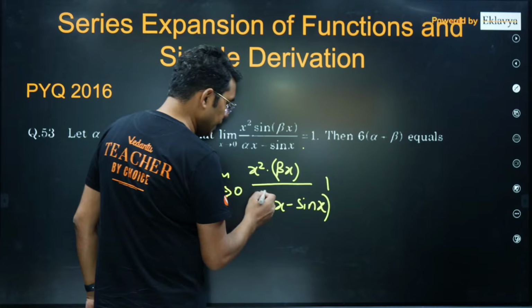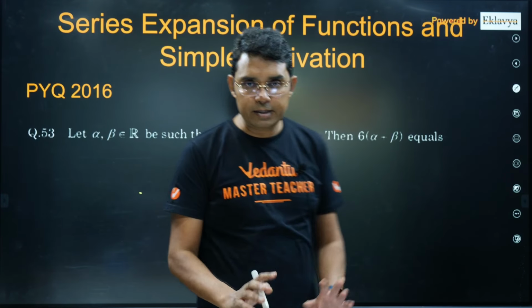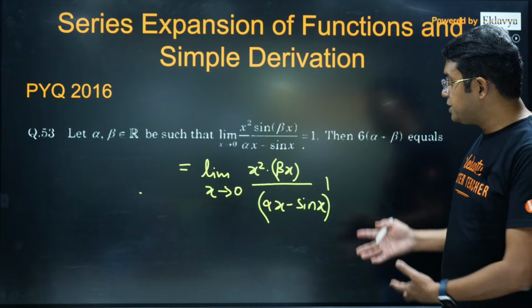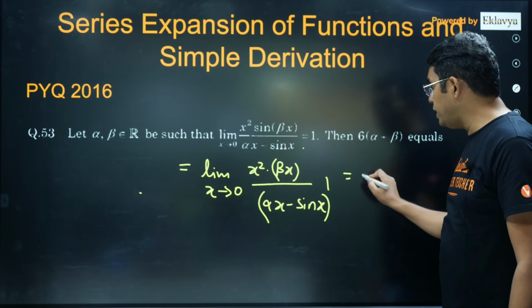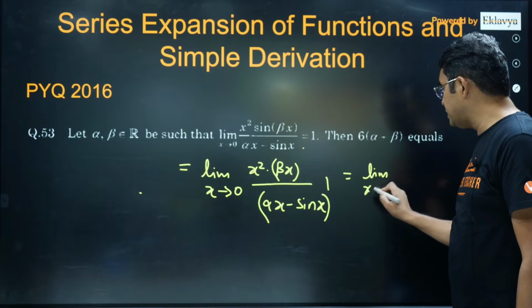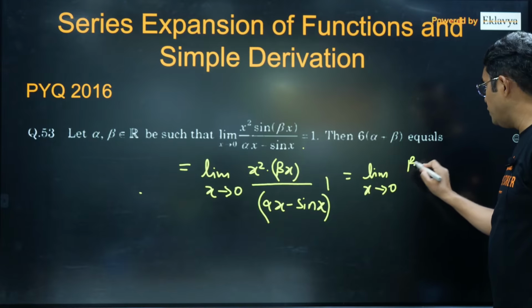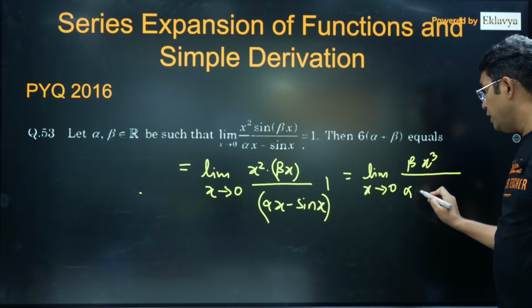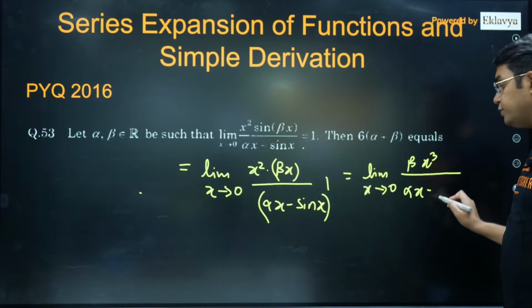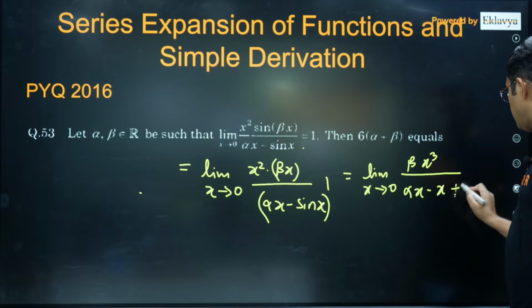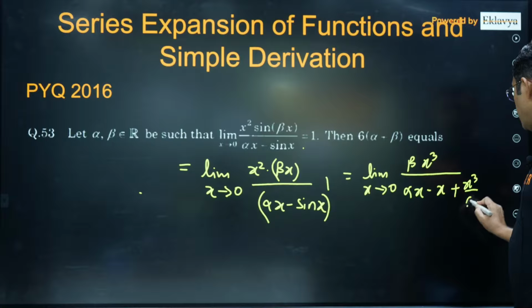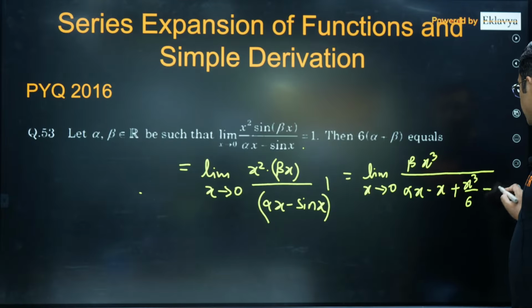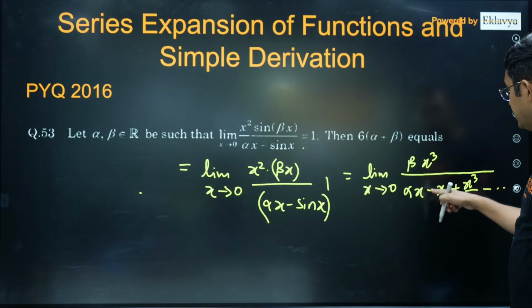Now you can do this question by multiple methods. One of the methods is obviously this expansion. How will you do it? In this case it is limit x tending to 0, beta into x cube in the numerator. In the denominator it will be alpha x minus sine x, and the expansion of sine x is x minus x cube upon 3 factorial, and other terms are not required. So this is minus x, and this is plus x cube upon 6.